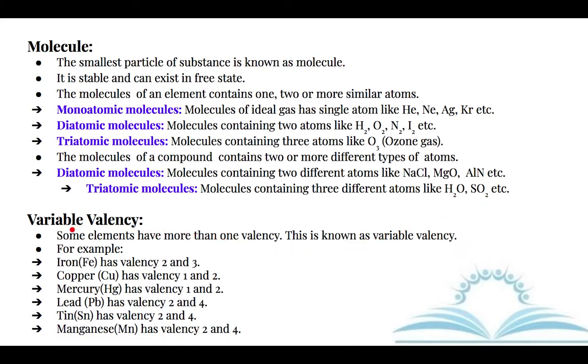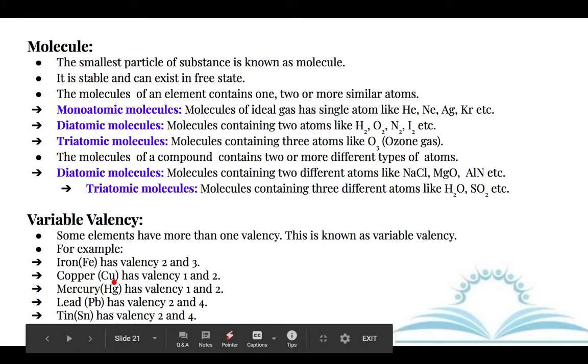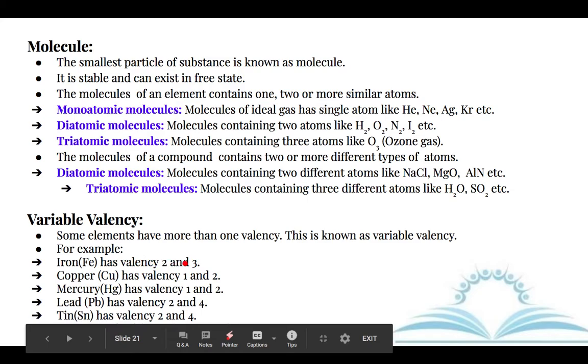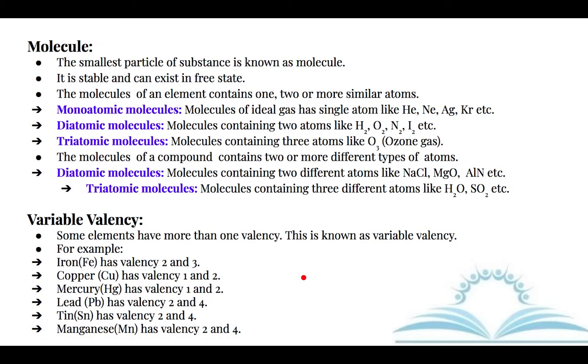Some of the elements like iron, copper, mercury, you can see they have valency more than one. Before we discuss that, valency depends on the number of electrons lost or gained. But some elements have more than one valency, and this condition is known as variable valency. Iron has valency 2 and 3, copper has valency 1 and 2, mercury has valency 1 and 2, lead has valency 2 and 4, tin has valency 2 and 4, and manganese has valency 2 and 4. These valencies you have to remember.